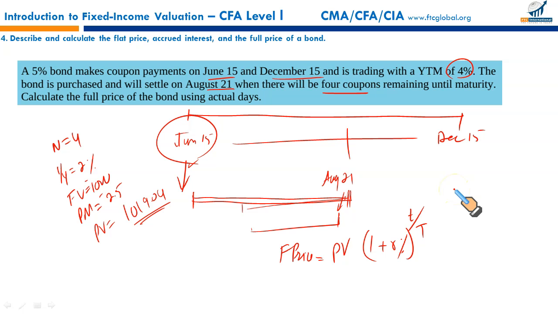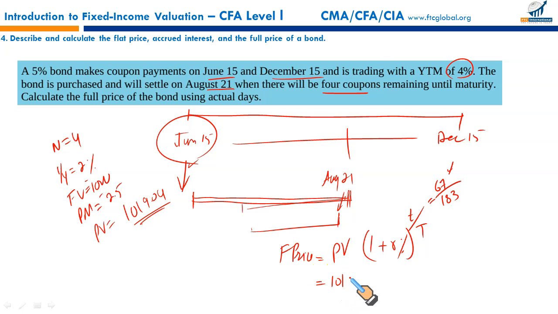So in our example, the number of days from 15th of June till August 21, the small t, if you calculate the number of days, is going to be 67 days. And the total days from June 15 to December 15, the actual days, would be 183. Since we were required to use the actual days, these are the actual days from June 15 to August 21st and the actual days from June 15 to December 15. So let us plug in the numbers.